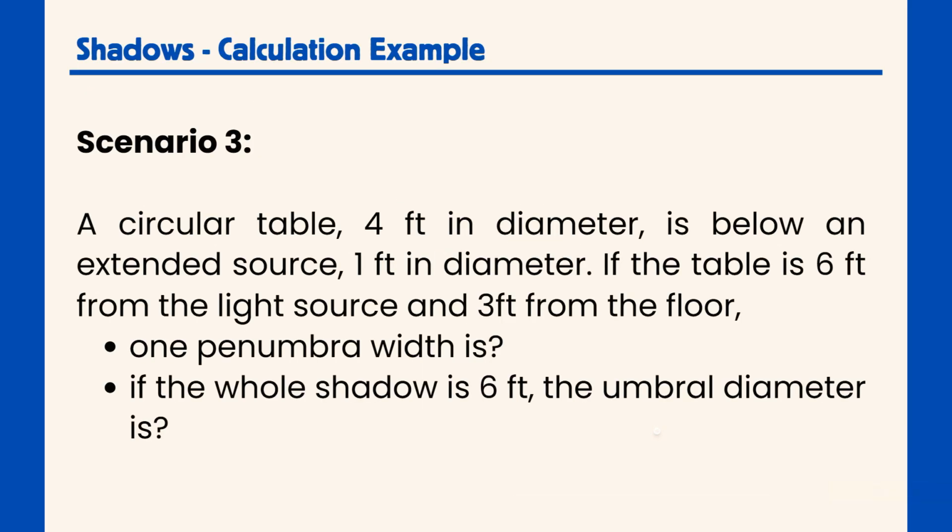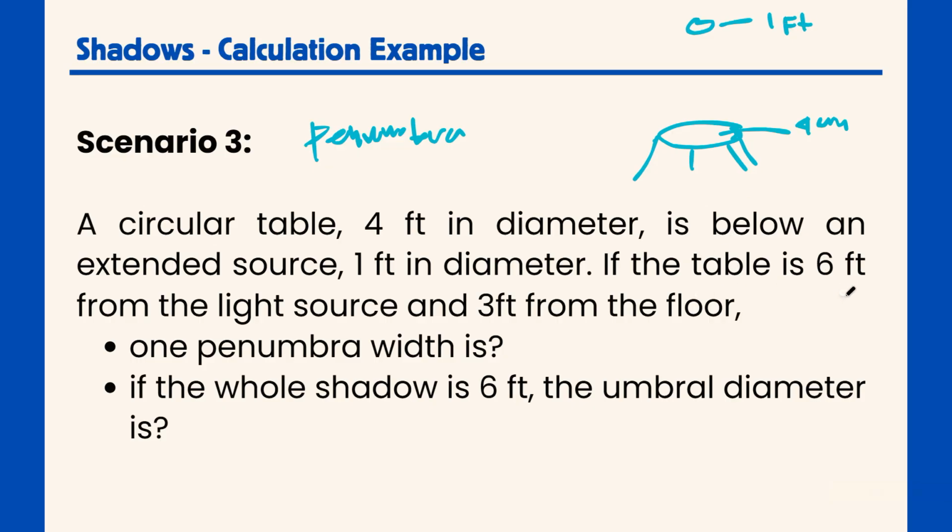Okay, let's have another scenario. This time we'll be talking about the penumbra. Na natay penumbra nga example. Okay. A circular table 4 feet in diameter. So, mao na siya, circular table. Okay. Nice table. So, 4 feet is below an extended source 1 foot in diameter. If the table is 6 feet from the light source, 6 feet down siya.